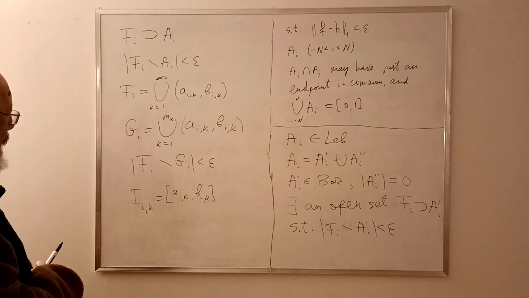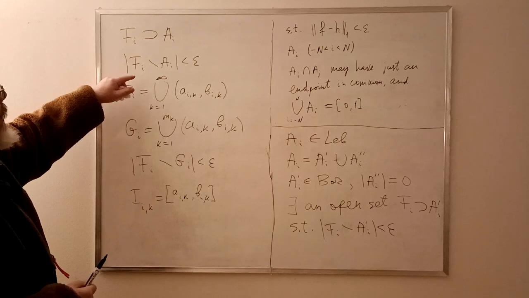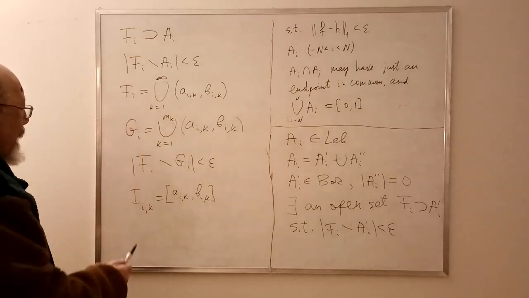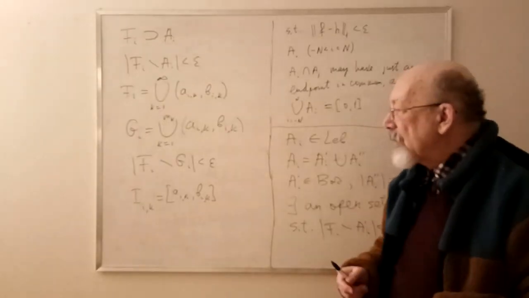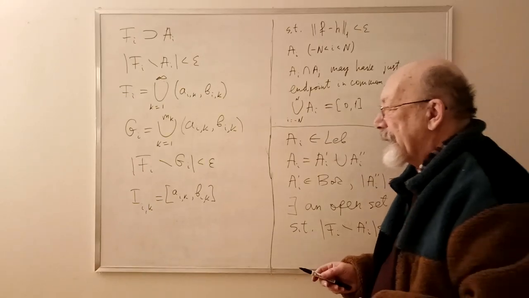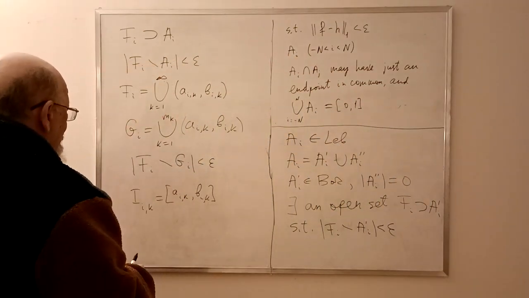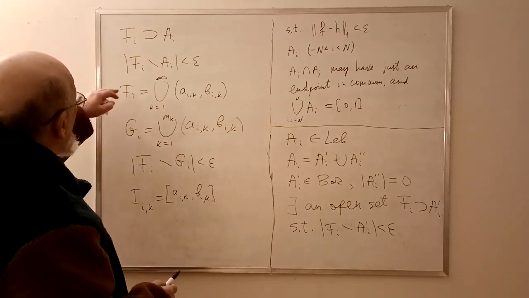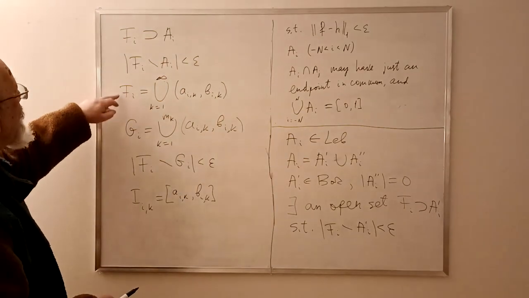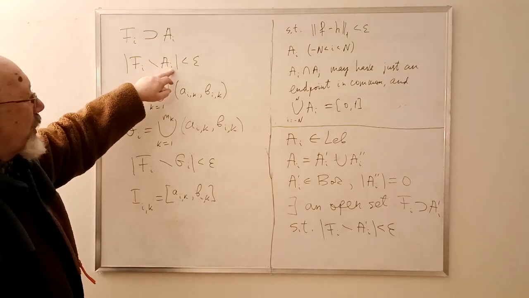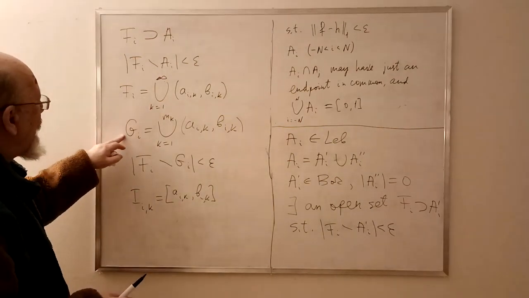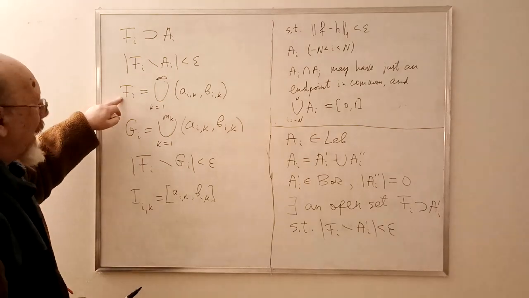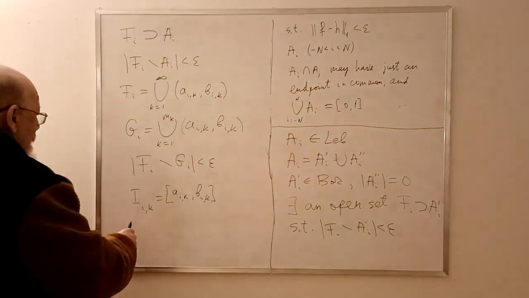And we can do it. So we have two indices, I and K, and these intervals for different pairs IK do not intersect. What is important is that this set GI is an approximation of the set AI. Because FI approximates AI from above, it is a little larger set. GI is a set which is a little smaller than FI.